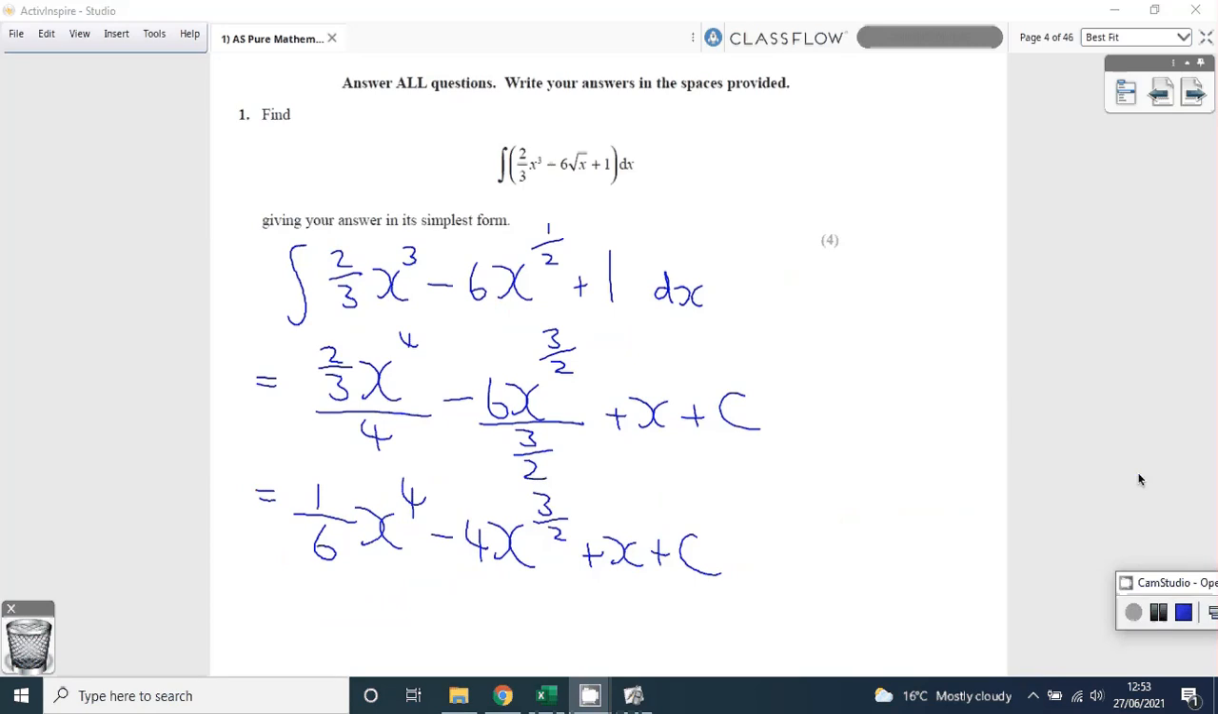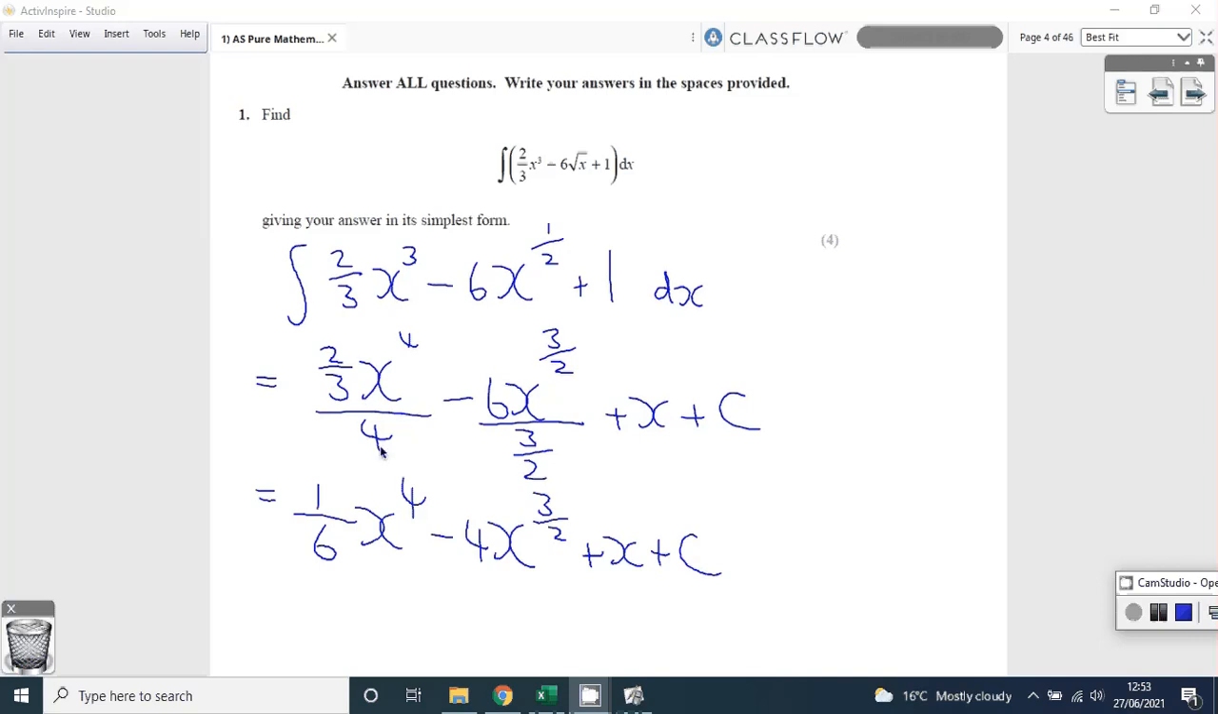So the solution for question 1. For each term we add 1 to the power, so the 3 becomes a 4 and we divide by the new power. For the second term, the half becomes 3/2, we're adding 1 to it, and divide by this new power. The integral of 1 is x, and don't forget to add the plus c. That line is just following the integration process. And then finally, just tidy it up.